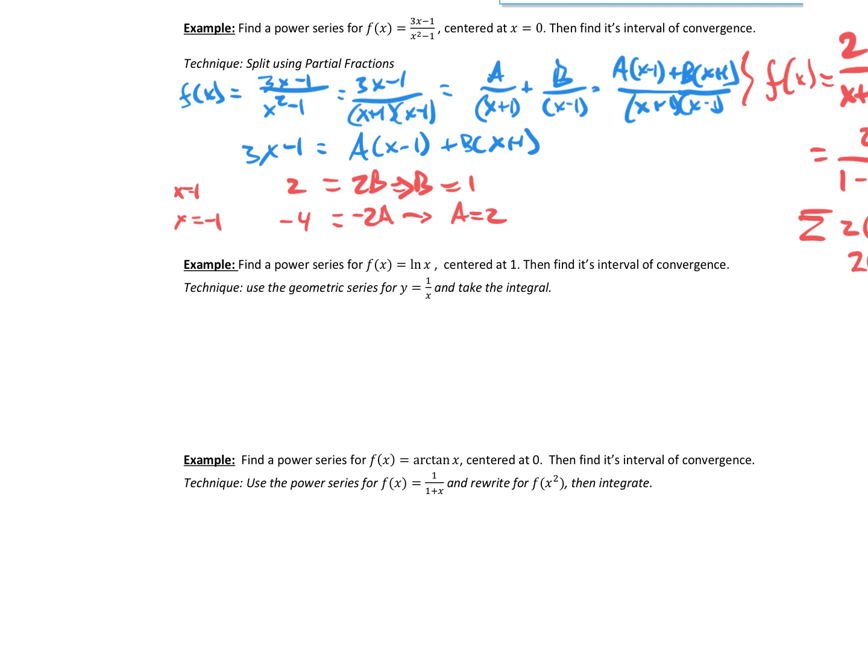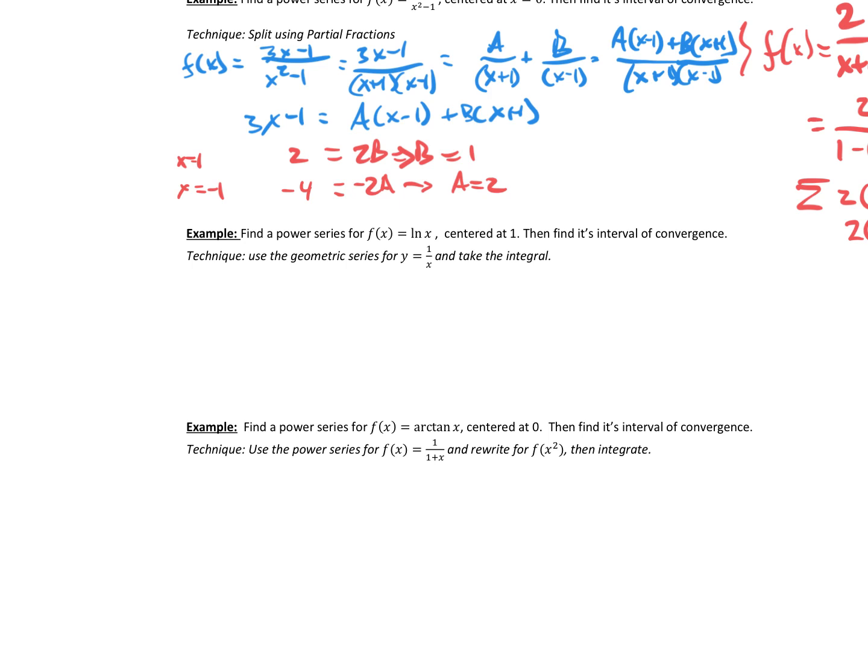Now, if we have other functions like this, we've got the natural log. Well, the natural log of x is centered at 1. If we want a power series for this, we can use its derivative. So we know the derivative of natural log of x is 1 over x. And we know that this 1 over x is the sum of 1 minus x to the n. We found that out in a previous example.